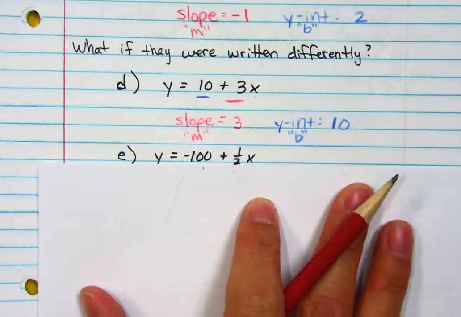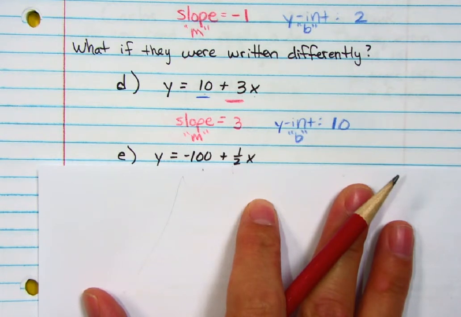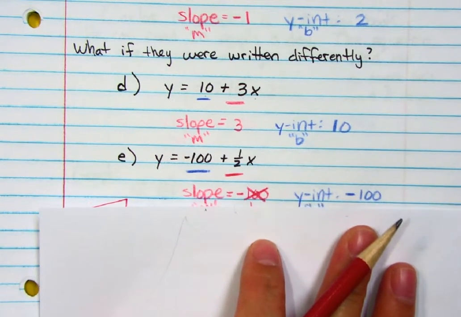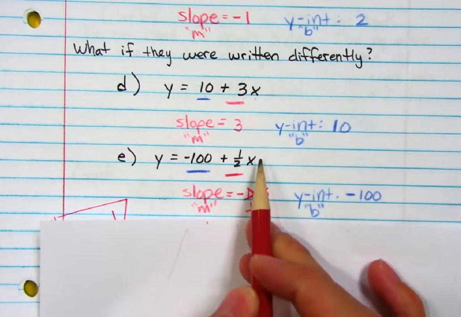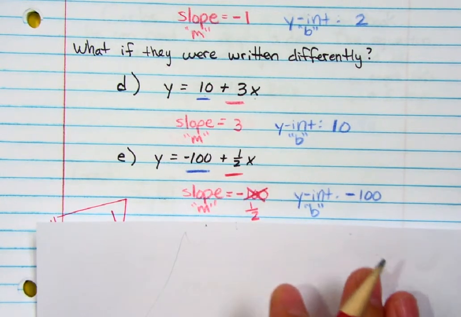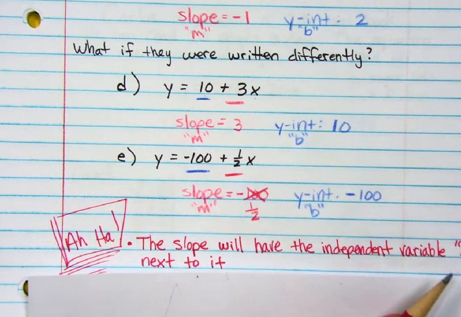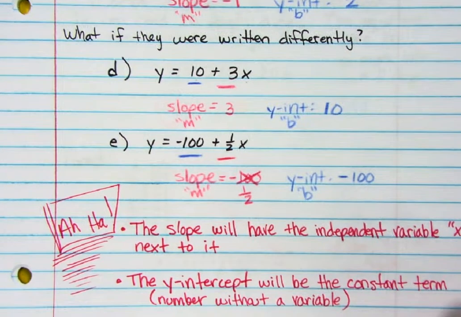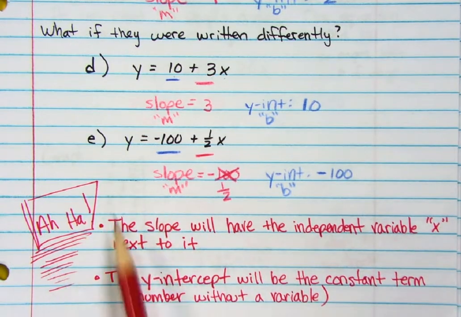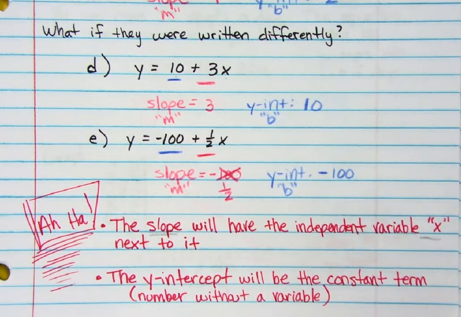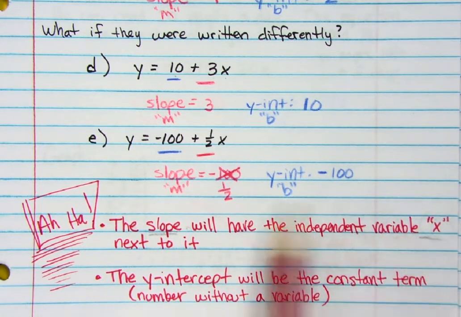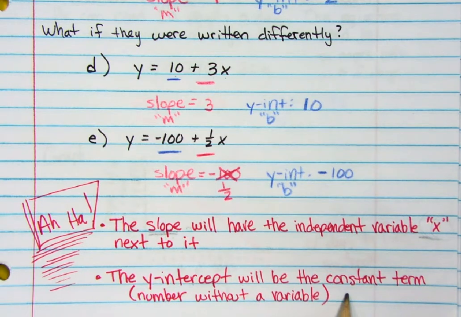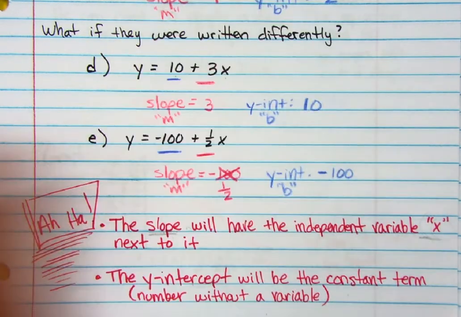Let's try this one. Which one's my slope? Which one's my y-intercept? Once again, I look for the slope. I wrote down negative 100 when I first did this. I go, whoa, wait a minute, that's not right. Looking for my coefficient of x, which is 1/2. The y-intercept is the number that's by itself. So the slope will have the independent variable x next to it. This is an aha moment. Slope is always going to have the x next to it. It's the coefficient of x. So slope times your x will change your number. The y-intercept will be the constant term, the number without a variable. And that's what all those examples above show you.